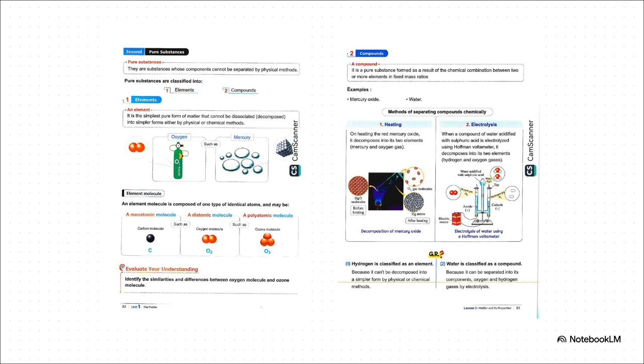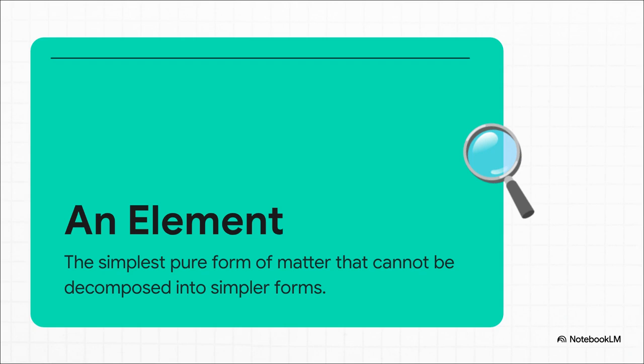The most important thing to get about an element is that this is as simple as it gets. Think of elements like the individual Lego bricks of the universe. You can't break down a single red Lego brick into something simpler than, well, a red Lego brick. It's the ultimate pure ingredient. Gold is just gold, oxygen is just oxygen.